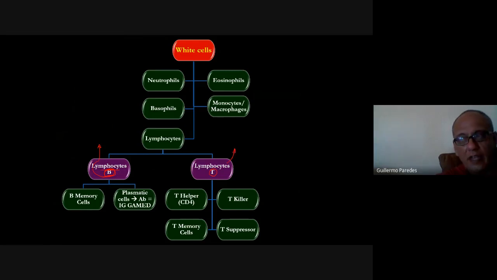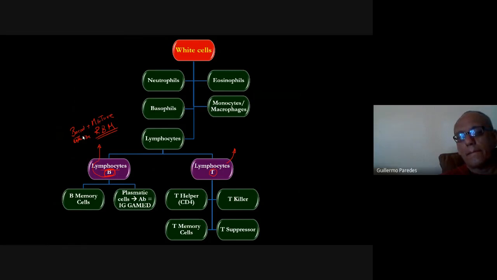All right, so the lymphocytes B are going to be born and mature in or within the bone, the red bone marrow. Is that clear? So that's why it's called lymphocyte B. Why do they call it lymphocyte B? Because they're coming from the bone. They are born and mature in the bone, so in the red bone marrow.